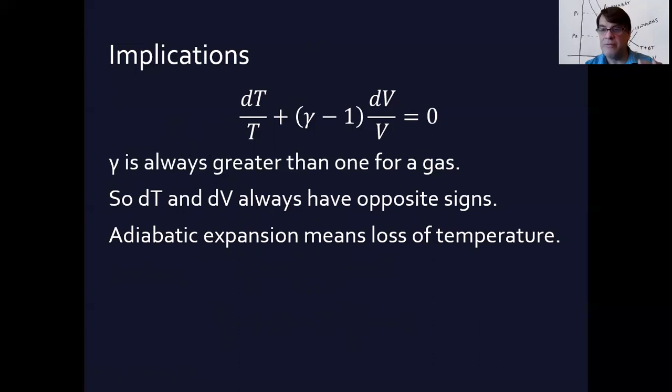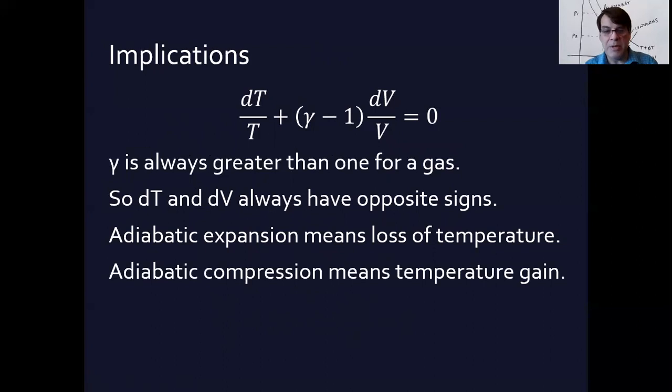Adiabatic expansion, therefore, volume going up, must mean a loss of temperature, which is why you get that vapor around, say, a champagne bottle if you take the cork off. And by the same meaning, adiabatic compression, as in a piston, where it happens very quickly, is going to mean a temperature gain, which is why gasoline engines work. Okay, so these are the implications of this nice little formula. Implications in the real world of a bunch of little letters and squiggles.